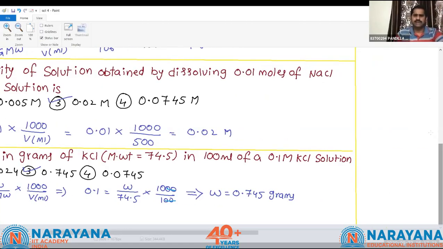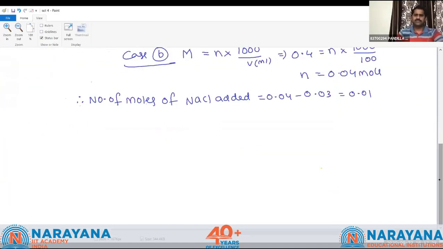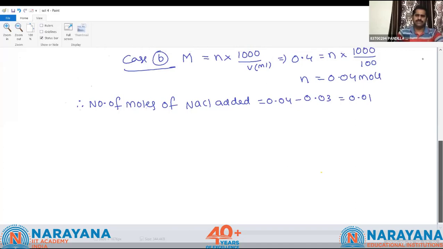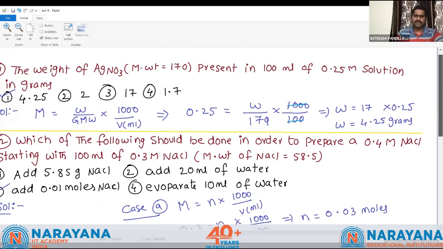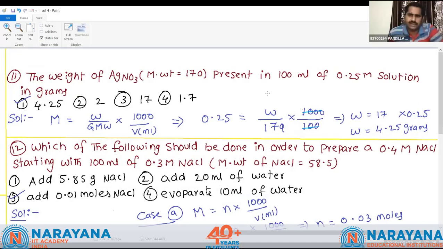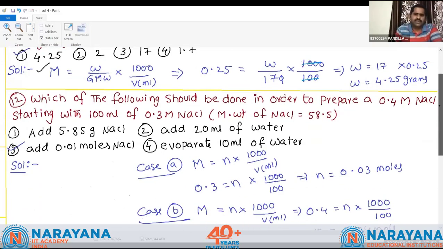The 12th is a little bit long. We will see the 11th first. Please observe. The weight of silver nitrate, having molecular weight 170 grams, present in 100 ml of 0.2 M solution, in grams. Molarity is equal to weight by gram molecular weight into 1000 by volume in ml. By substituting the molarity value, gram molecular weight value, and volume, we got a weight of 4.25 grams. The first option is correct.